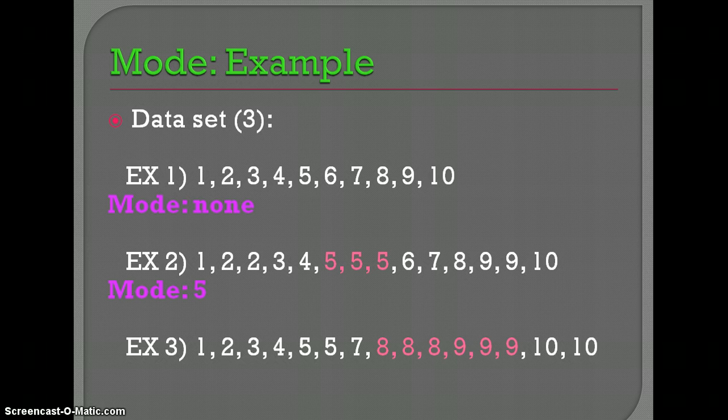Example 3. As you can see, the data set is 1, 2, 3, 4, 5, 5, 7, 8, 8, 8, 9, 9, 9, 10, and 10. As you can see, 8 and 9 are both highlighted because both of those two numbers have 3 of the same value. So there's 3 8s and 3 9s. But the other values that are not highlighted only have 1 of that value or 2 of that value, meaning that the mode is 8 and 9.